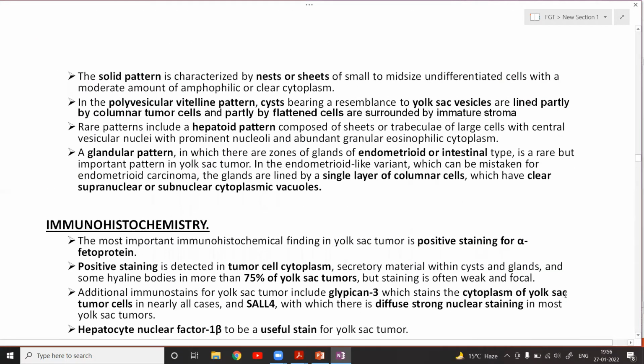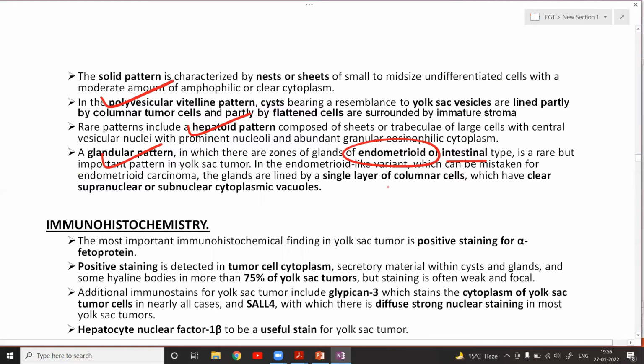Okay. Then there are other patterns also. As I told you, the polyvesicular vitelline pattern is there. I'm not going to discuss again how they look. There's a hepatoid pattern where you have a solid sheet of cells. Okay. You have a glandular pattern very similar to the endometrial cells, or the intestinal pattern as well.